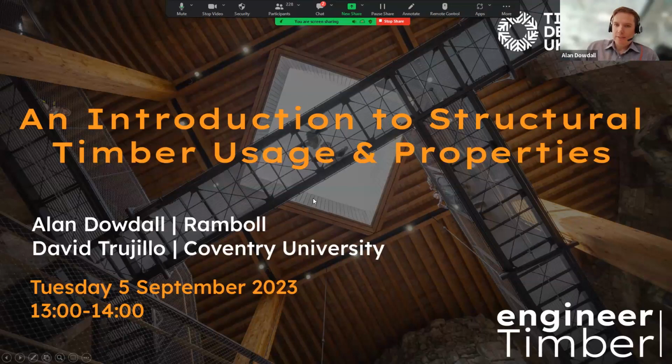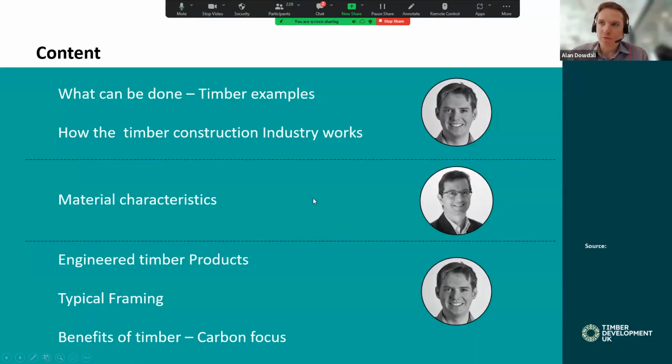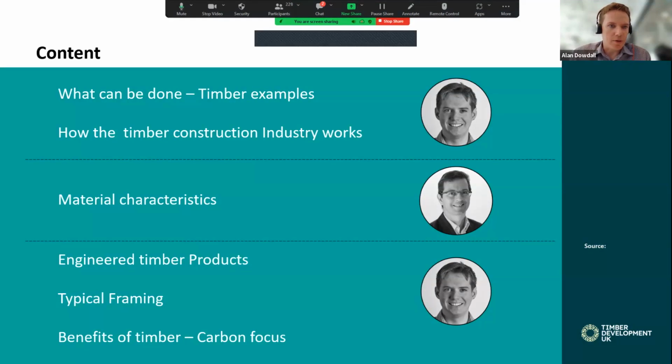Okay, so let's kick off with what we're going to go through today. Just a bit about content. I'm going to start off with a little bit on timber examples, the things that we've done in the past, and show what sort of forms timber structures can take. And I'll do a little bit about how the timber industry currently works. We'll then hand over to David, who's going to look at the science of the material and the material characteristics. Then I'll finish it off with some of the products, some typical framing, and then actually why do we want to be using timber? There's lots of reasons why. So I'm going to narrow that down to focus on carbon, and the benefits that come with that.